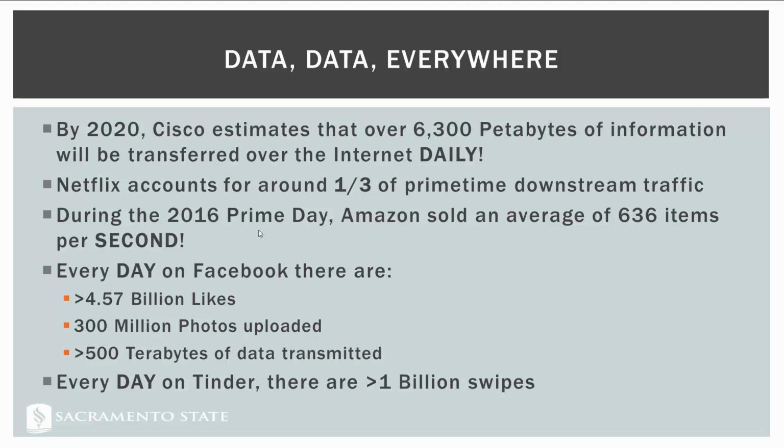In 2016, on Prime Day, Amazon set their own record of averaging 636 items sold per second. Now, even accounting for multiple items per transaction, that is an insane amount of transactions and number of items per second. And they've got to store all of that and get their systems to process all of those transactions. Similarly, on Facebook, every day there's more than 4.5 billion likes, 300 million photos uploaded, and more than 500 terabytes of data transmitted every single day already. And then on Tinder, every single day there are more than 1 billion swipes. And we've got these companies, they have to be able to store that and account for that and process that.